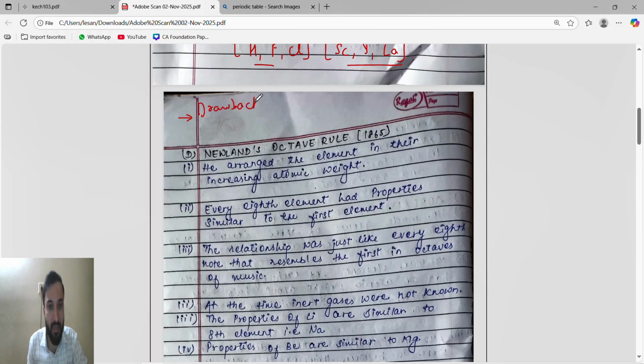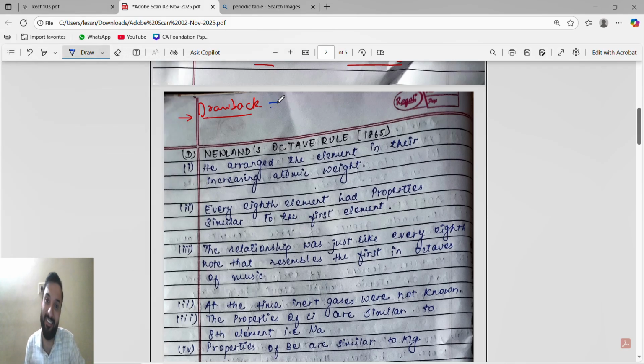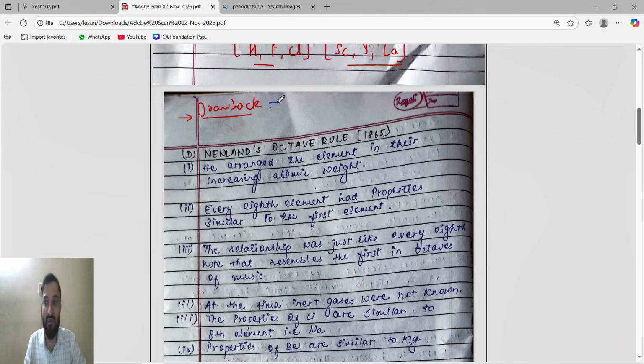In the examination they can ask the drawback of this Dobereiner's triad rule, or in place of drawback they will use the words limitations or disadvantages. All are the same. In the exam, don't become confused that sir, we studied drawback, they asked limitations, they asked disadvantages. You will think like that. So we will write down drawback, limitations, disadvantages of Dobereiner's triad rule.